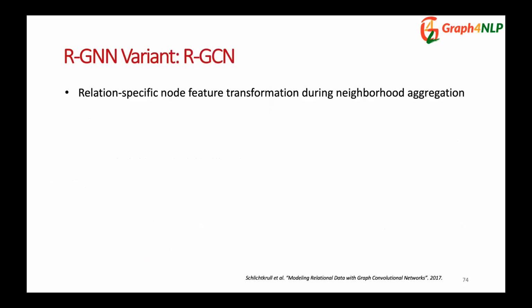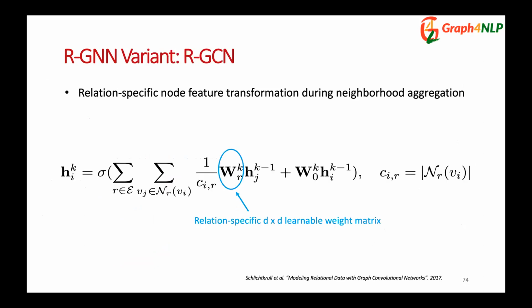One particular variant of RGNN is the RGCN model. It introduces the relation-specific node feature transformation during the node neighborhood aggregation process of the GCN model. As we can see here, W_r^(k) is the relation-specific d by d learnable weight matrix, and we have this W for each relation type r and for each GCN layer.